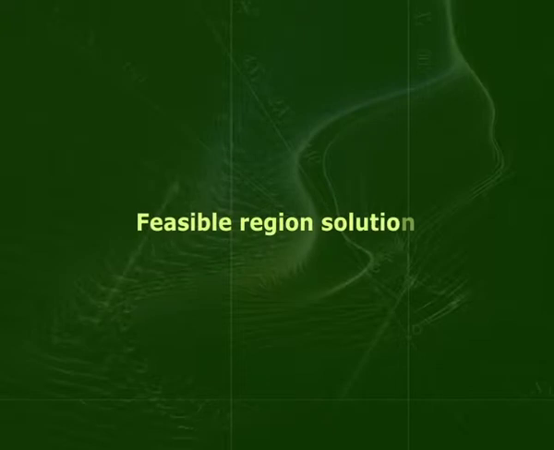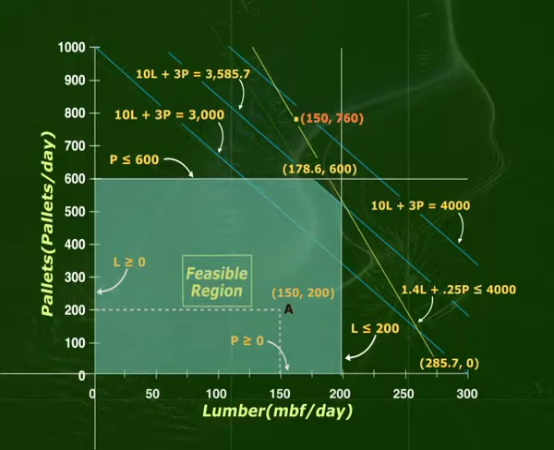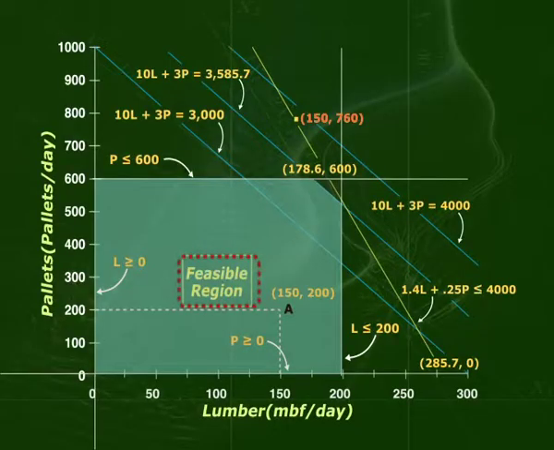Now, the first part of the session: feasible region solution. As shown in the figure on screen, all the constraints have been identified and plotted along with the non-negativity rule. The constraints form a closed polygon containing all of the feasible solutions of the problem. Any point inside this polygon satisfies all of the constraints. This polygon is called the feasible region.